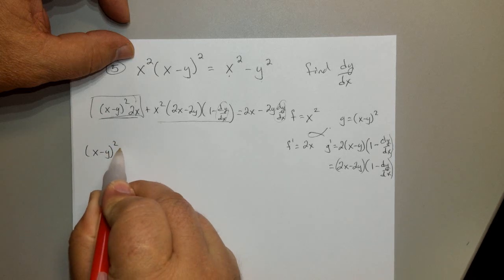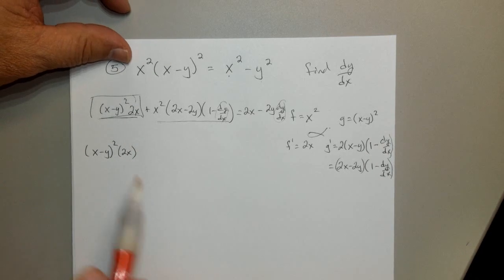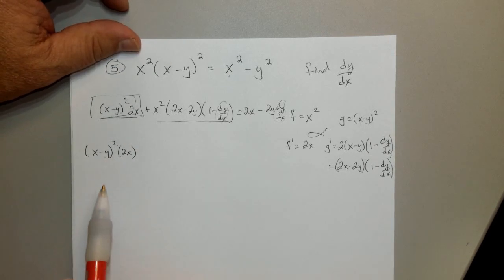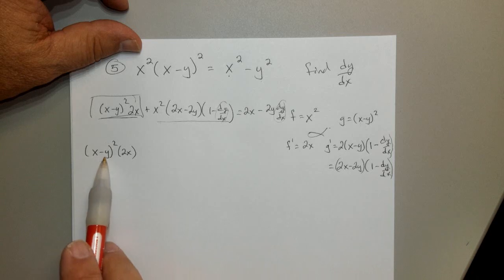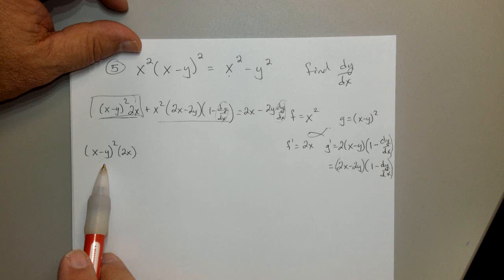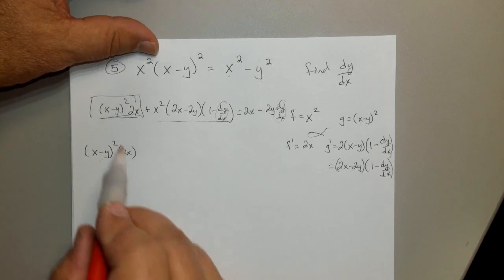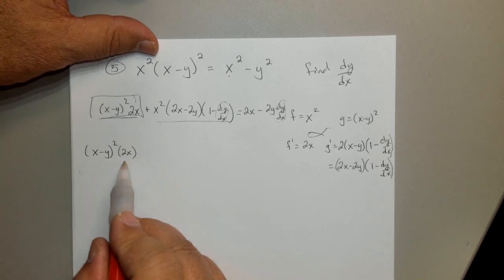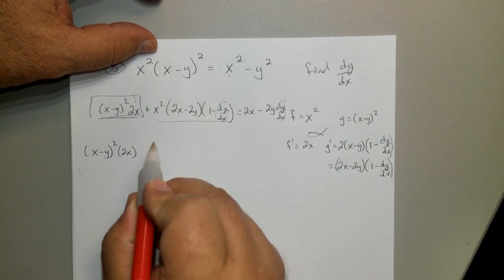(x minus y) squared, 2x. Let's say we did want to multiply these together. How do we do that? What do we have to do first? We'd have to take (x minus y) times (x minus y). We have to FOIL those together first. x squared minus 2xy plus y squared. And then distribute the 2x. But we do have to multiply these together.